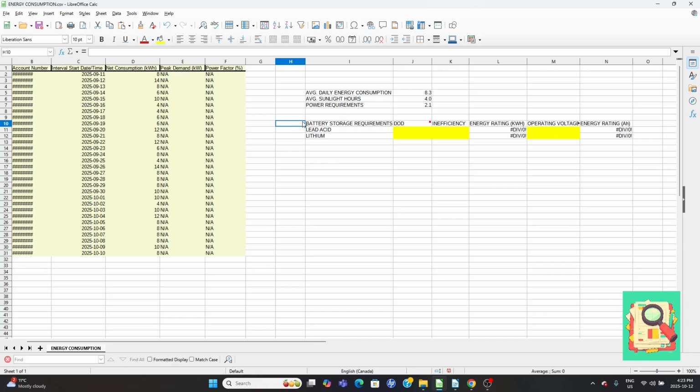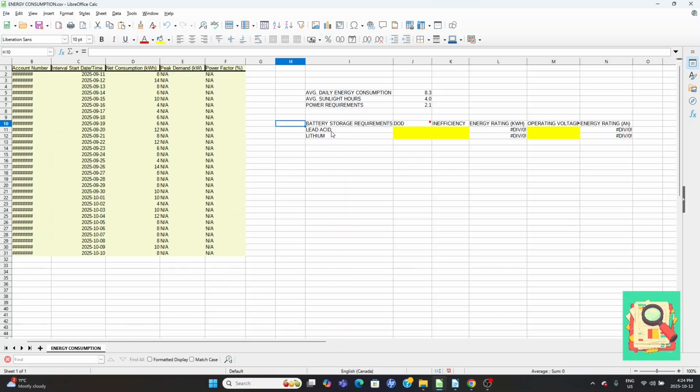Next, you have to calculate the size and rating of the battery storage system. Why do you need a battery? Well, unless you're going to be there to capture and to use all of that energy within a 4-hour window, you're going to need to store it somewhere. This is why we need a battery.